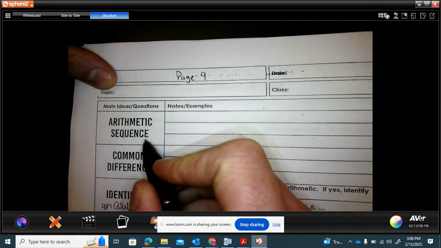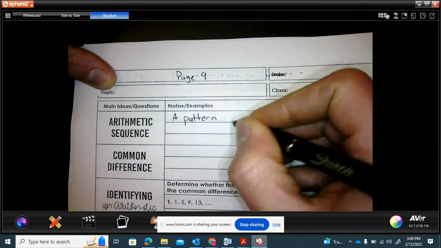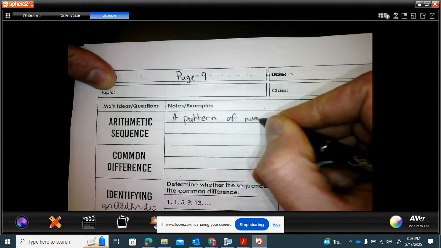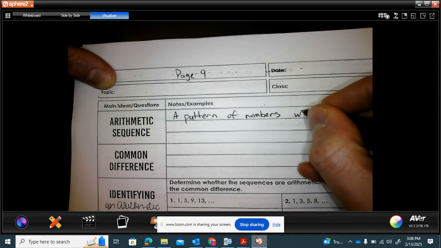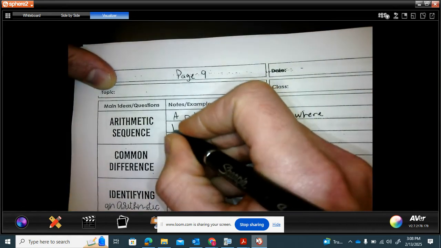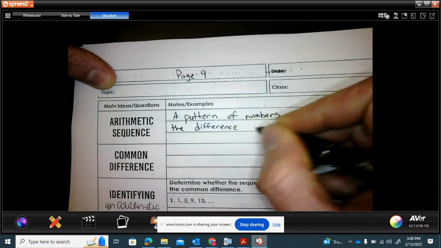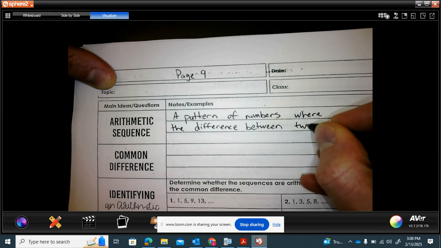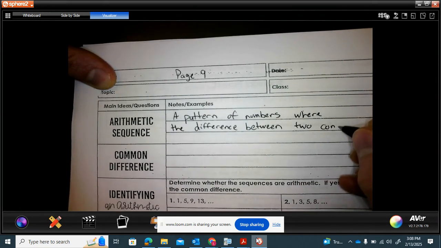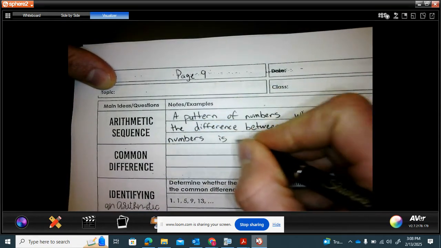So a sequence is just a pattern of numbers. It's a pattern of numbers where the difference between two consecutive numbers is constant.